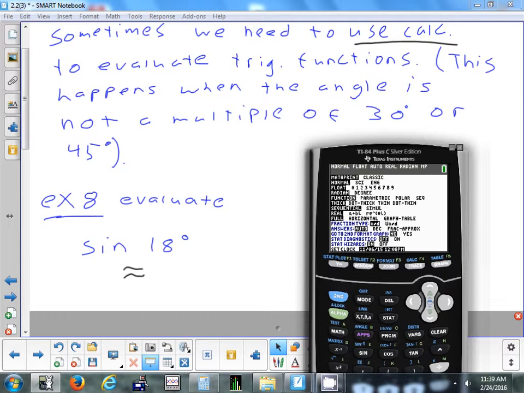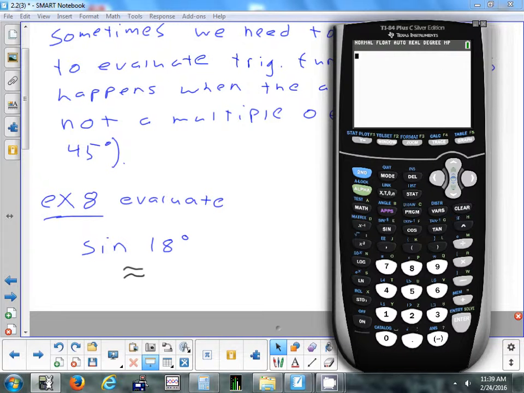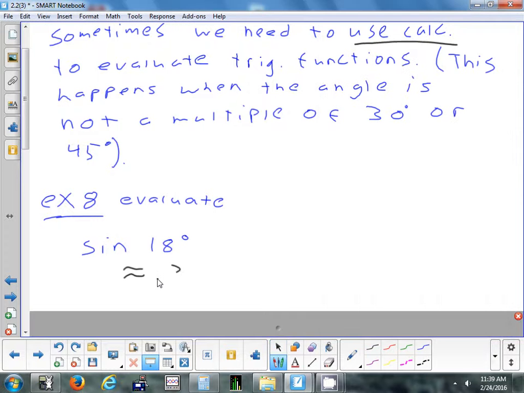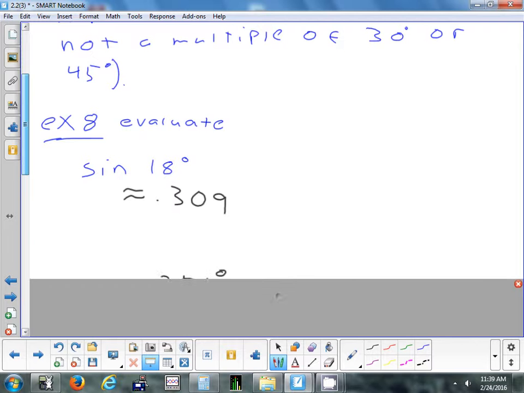All right, so I have to change my mode. And then you just press sine 18. That's it. 0.309. So when you try that out on yours, make sure you get 0.309.